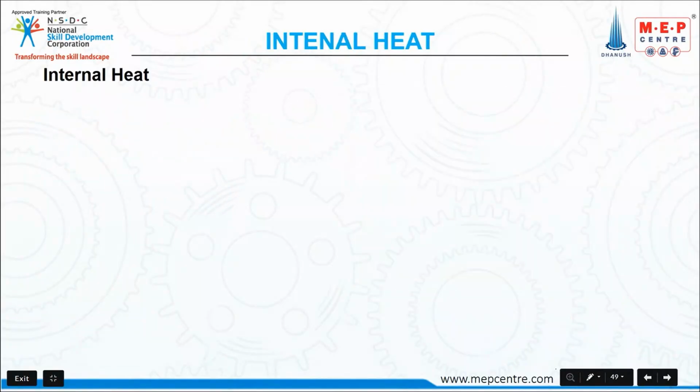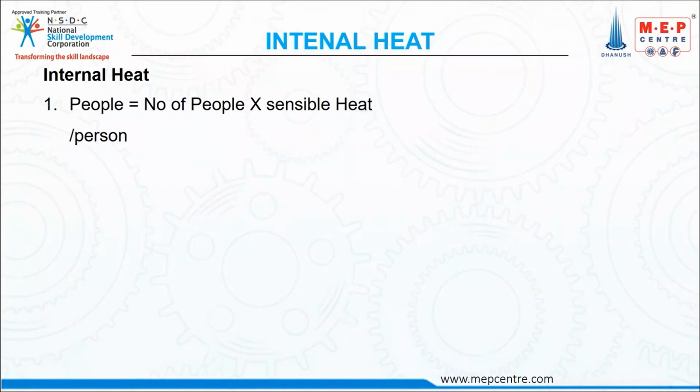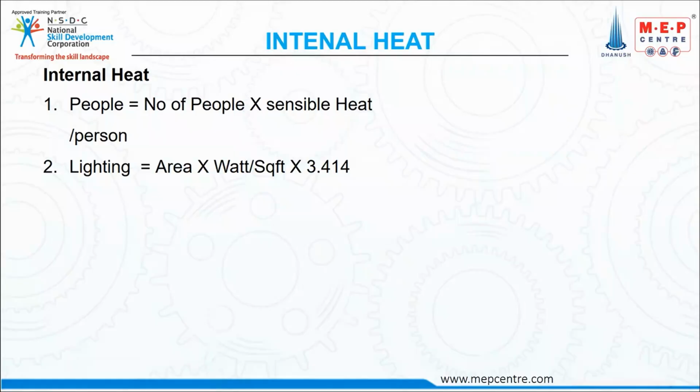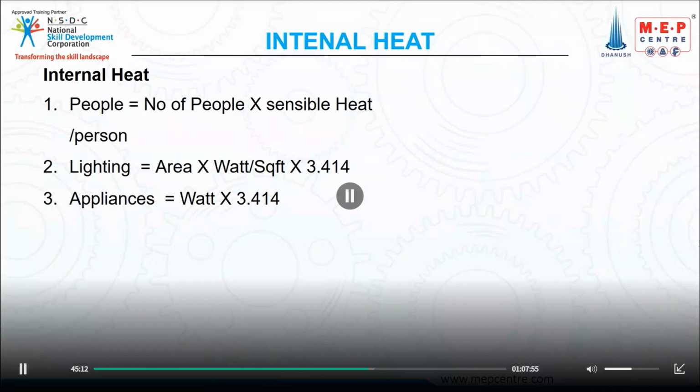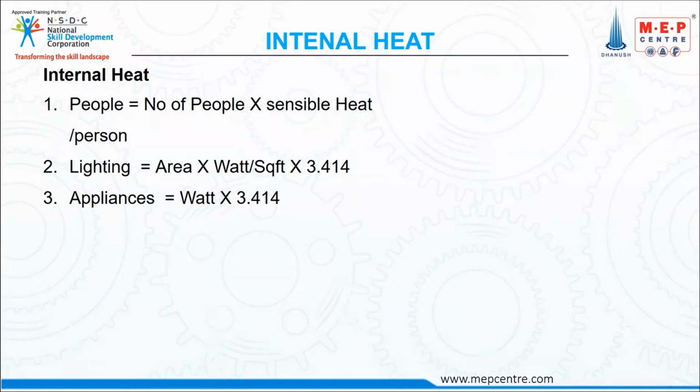Next, internal load. So internally we have 3 different types of loads. One is with respect to people, with respect to electrical equipment, and with respect to lights. With respect to people, number of people into sensible heat gain per person, there is a formula. Second, lighting: area into watt per square feet into 3.414. This 3.414 is the conversion value: 1 watt equals 3.41 BTU per hour. And appliances: watt into 3.41.